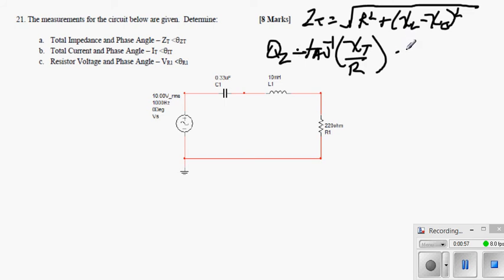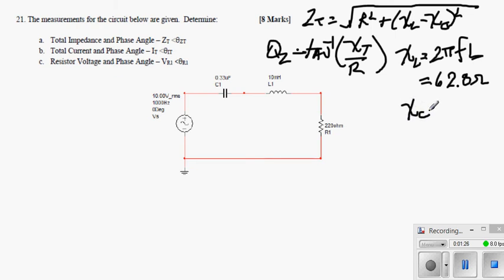Alright, so first let's calculate XL. XL comes from the formula 2 pi FL. So after we calculate that value, I'll give you the number. This is the value of XL that I calculated. You can check on your calculator to see if you get the same result.